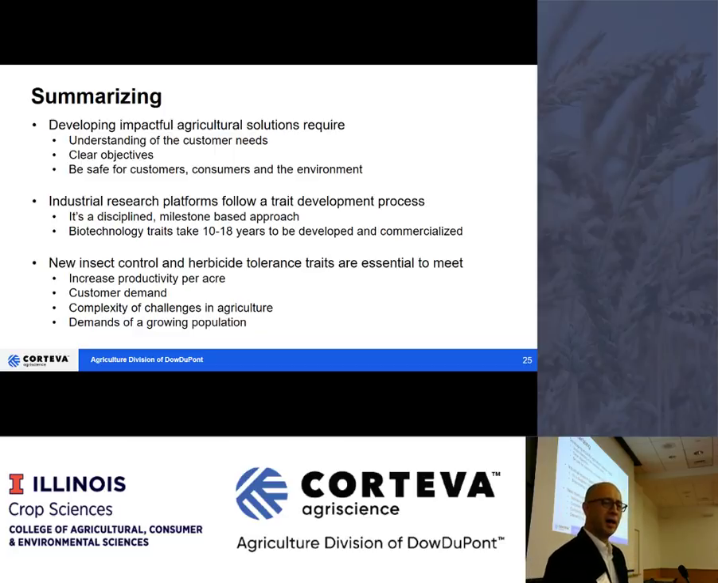And then a pitch for insect control and herbicide tolerance traits. I personally think that they are key in increasing productivity per acre. It's going to be one of the key things that we do in terms of increasing productivity. There is a great customer demand for these types of traits. I don't see that getting any lower.